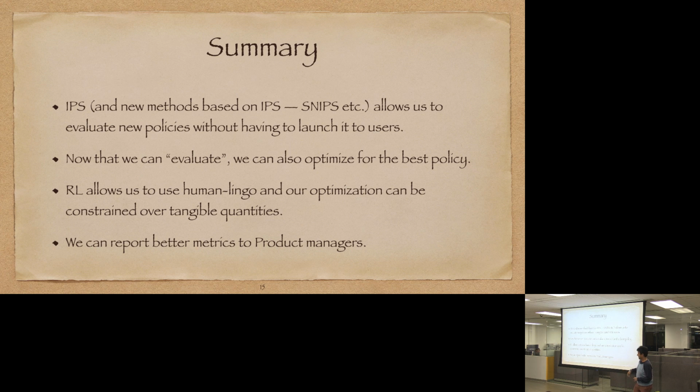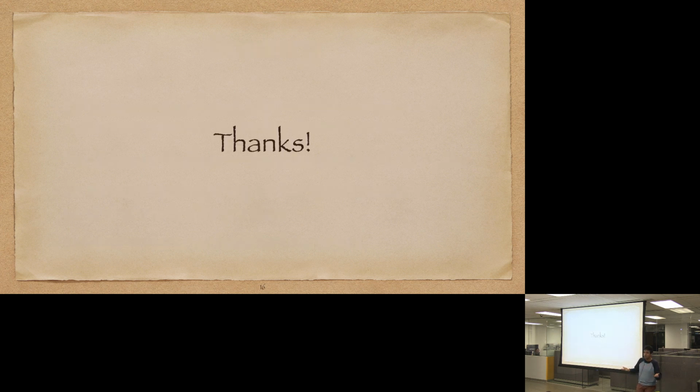Also, most importantly, when you have an algorithm and you report it, you can actually tell your product manager that you expect to increase click-through rate by 10%, instead of saying the perplexity went down 20%. I don't know what that means. Anyway, that's my talk. If you have any questions, let me know.